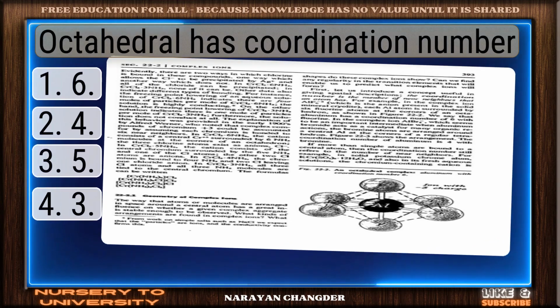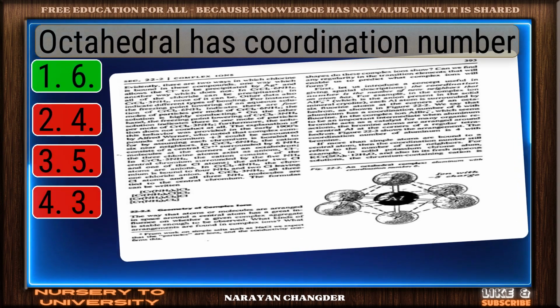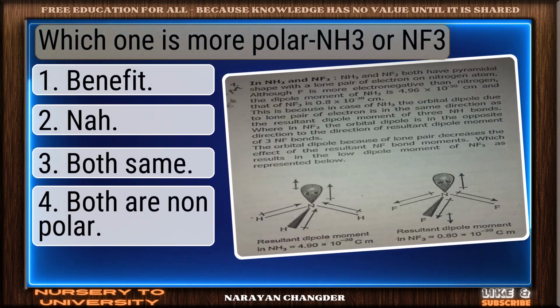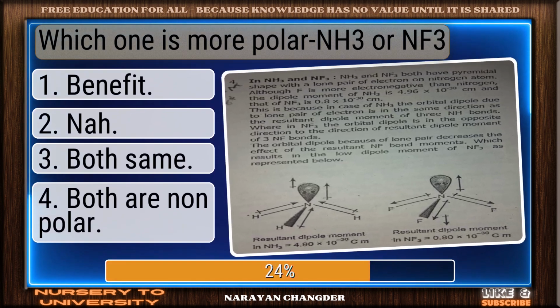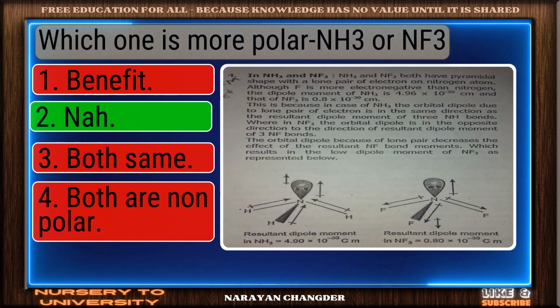Octahedral has coordination number... Solid response. 6 is a valid choice. Which one is more polar, NH3 or NF3? Nicely done. NH3 is a solid answer.